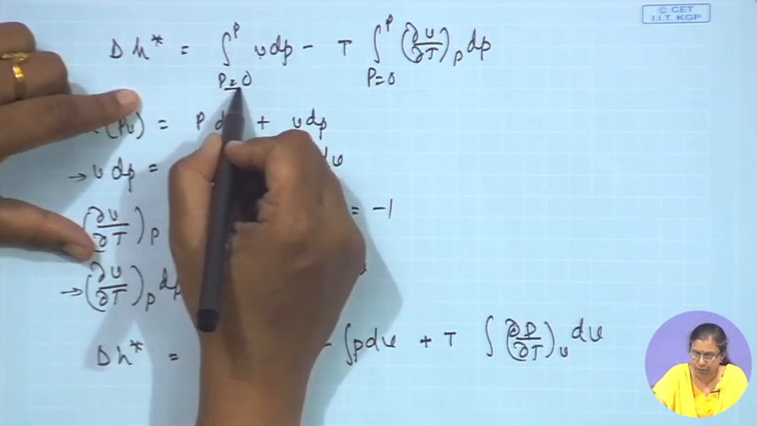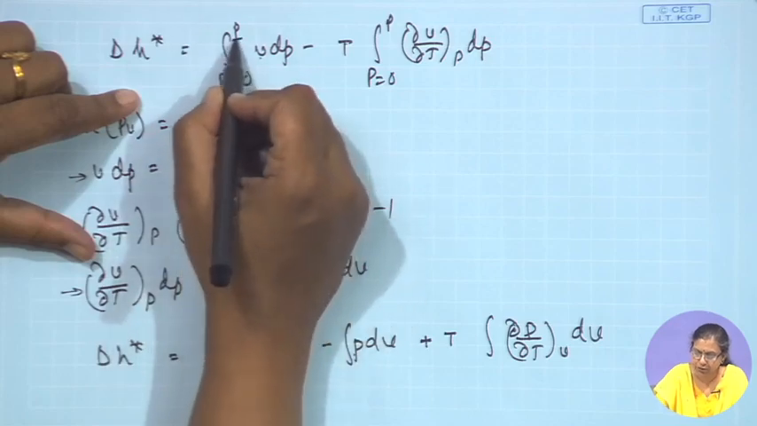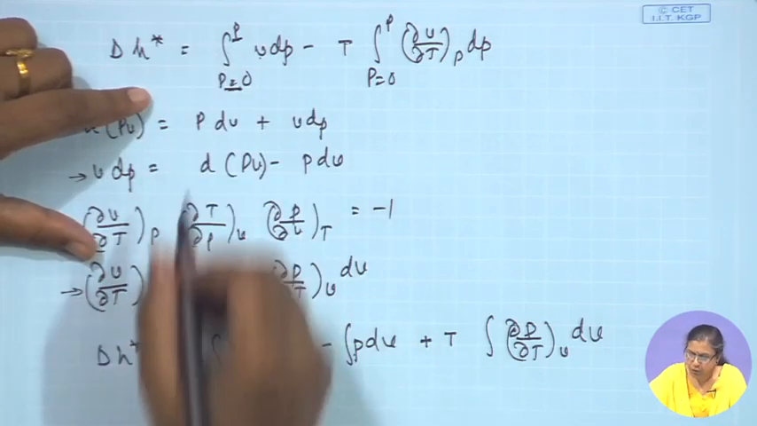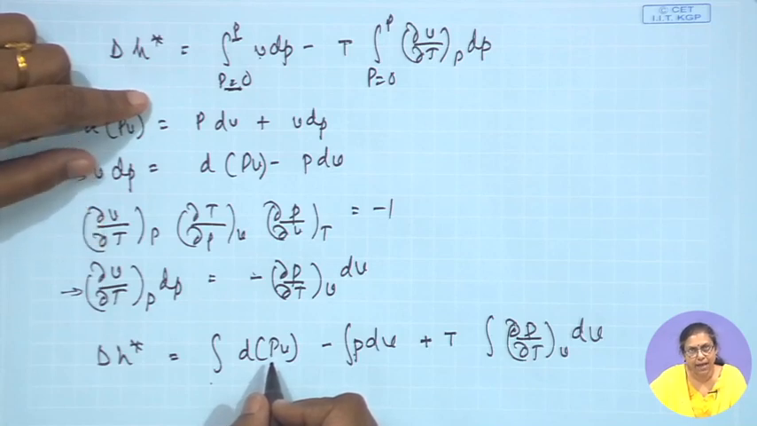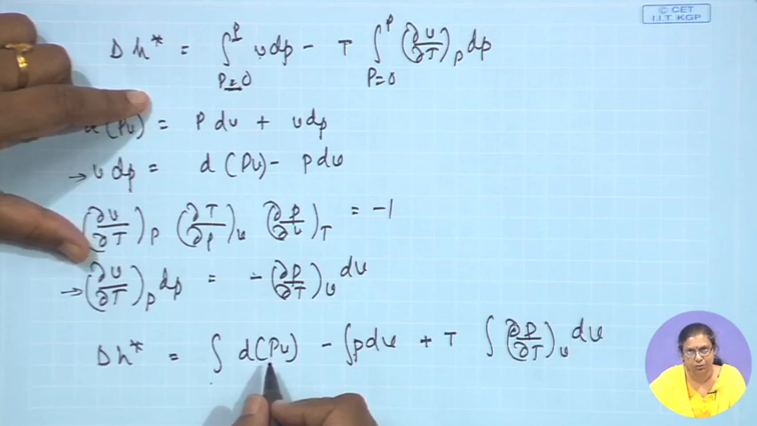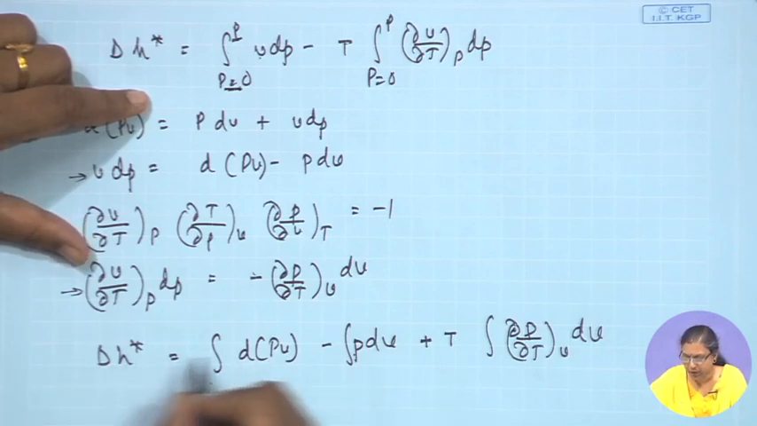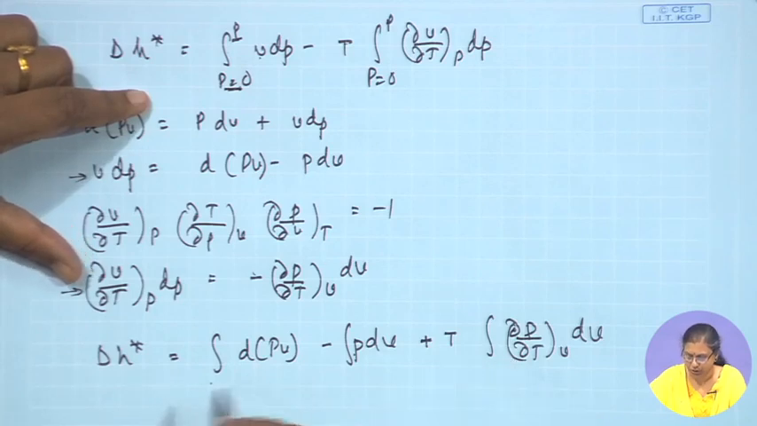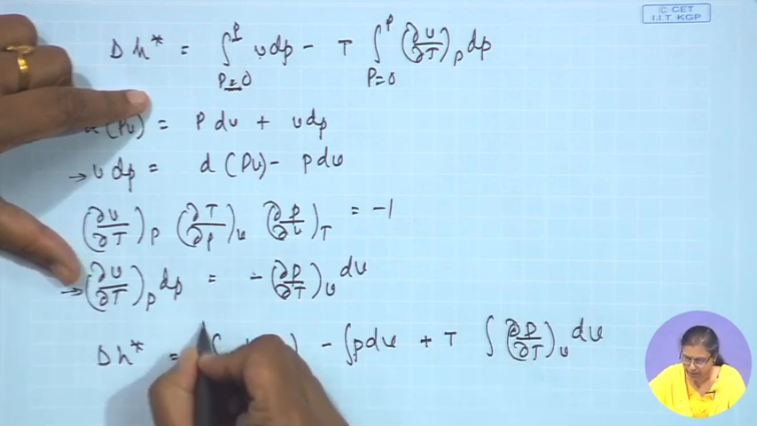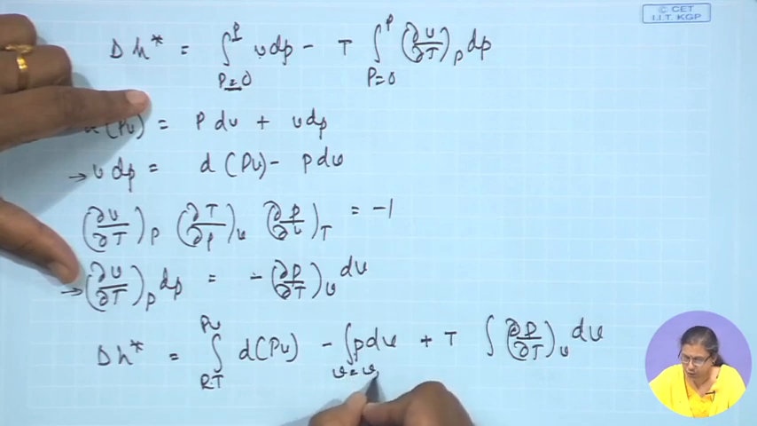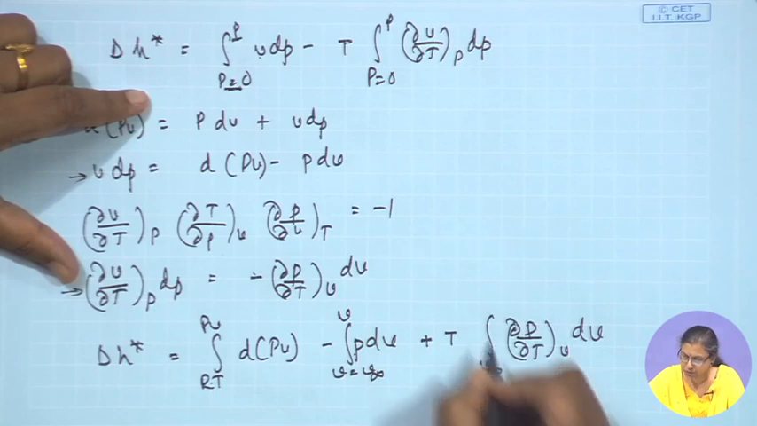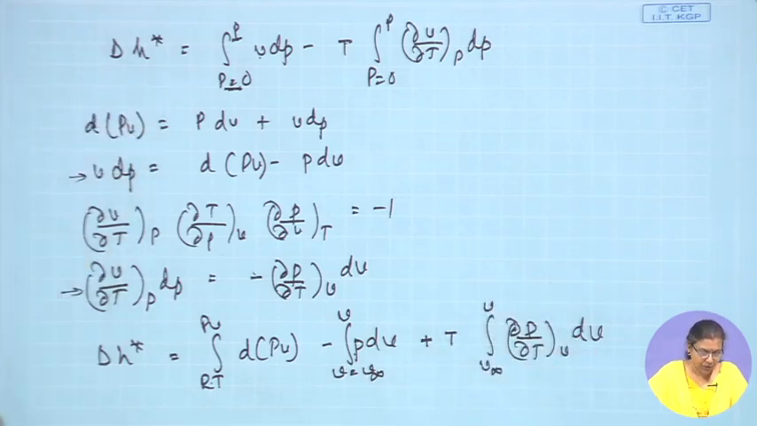Initial limits were from P equals 0, at very low pressure, to a pressure of interest. Now what is PV at P equals 0? At P equals 0, the gas behaves as an ideal gas, so PV becomes equal to RT. You need to remember that we are dealing with only molar quantities. So the limits go from RT to PV. In terms of volume, it is from V infinity, a very large volume, to the volume of interest.